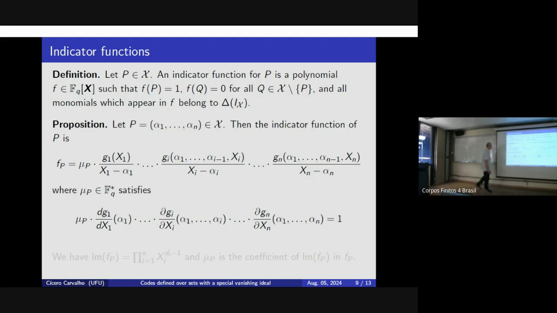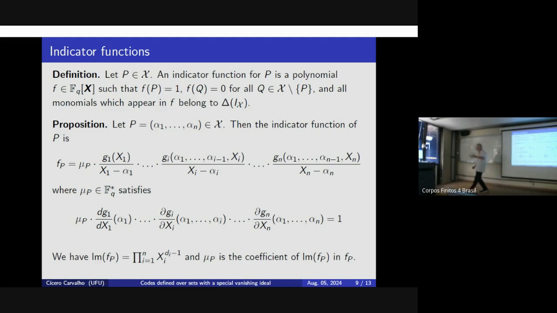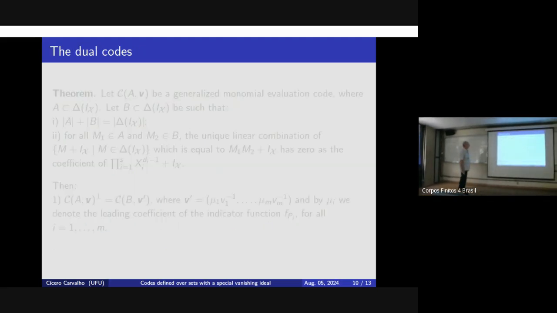You can determine it using this equality. Okay? And an important thing is that, of course, this is a polynomial of degree d1 minus 1 in x1, and so on. So the leading monomial of this indicator function is this monomial. So the leading monomial does not depend on P. This was important to use the method I said before. Of course, I had to make some adaptations of the method.